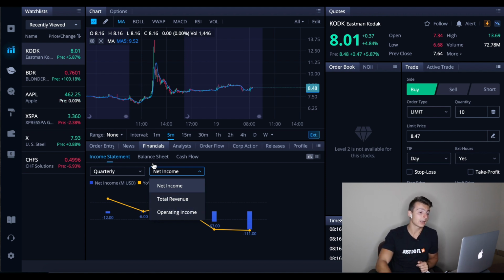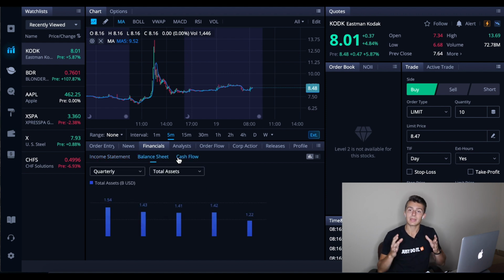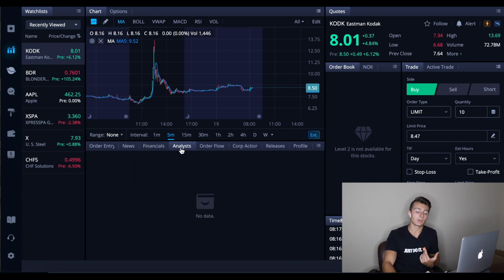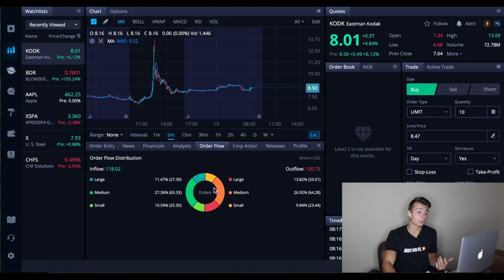Balance sheet, we can see right here. We can also look at some cash flow. Just a quick little thing. If you're making a split-second decision, it might be potentially good to see that, or it's something just to look at before you make an order on any stock. If you have any analysts that are doing anything, you can see that. We can see the order flow right here, which is pretty cool.